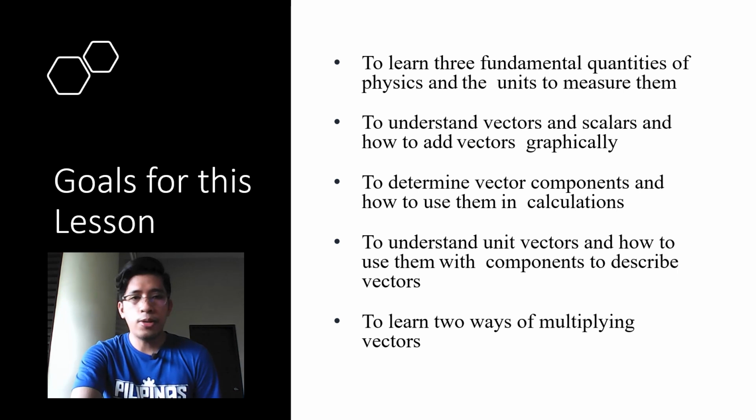This will be our goals for this lesson. First, we're going to learn the 3 fundamental quantities of physics and the units to measure them. Next, we're going to understand vectors and scalars and how to add vectors graphically. We will determine vector components and how to use them in calculations. Also, we're going to understand unit vectors and how to use them with components to describe vectors. And lastly, we are going to learn the 2 ways of multiplying vector quantities.